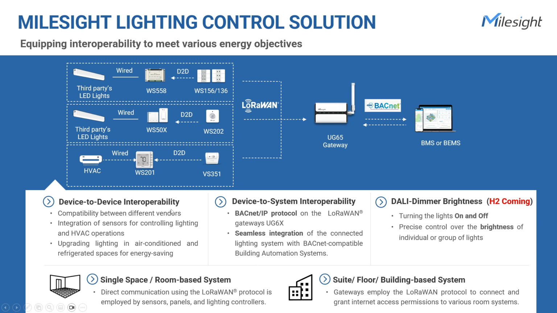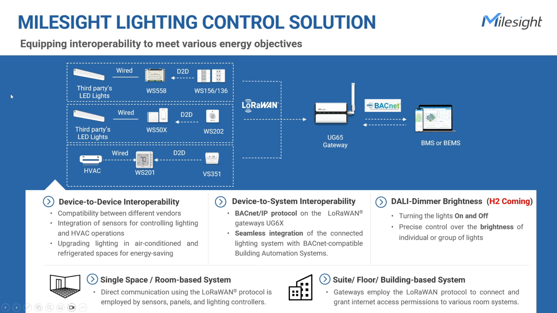For example, occupancy data from a sensor can be used to control both lighting and HVAC operations. Upgrading lighting in air-conditioned and refrigerated spaces provides 2 types of savings: a direct reduction in lighting power and a decrease in the heat load on cooling equipment.